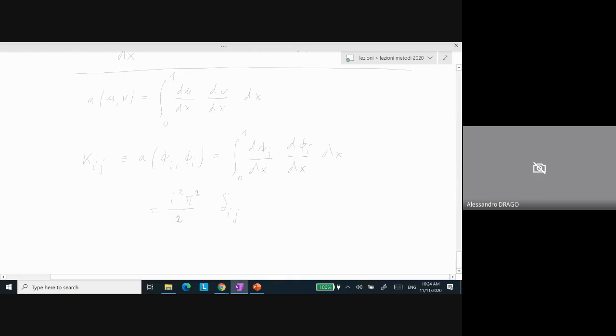Why do you get this? Well, both the phi are sinus, and the derivative of the phi are cosinus. They are orthogonal, meaning that if i is different from j, this integral is 0. So you get a contribution only if i is equal to j, and in that case this quantity is trivial by using the fact that it is a cosinus square, and you just rescale the parameters and you get that. Okay, so this is our matrix Kij.